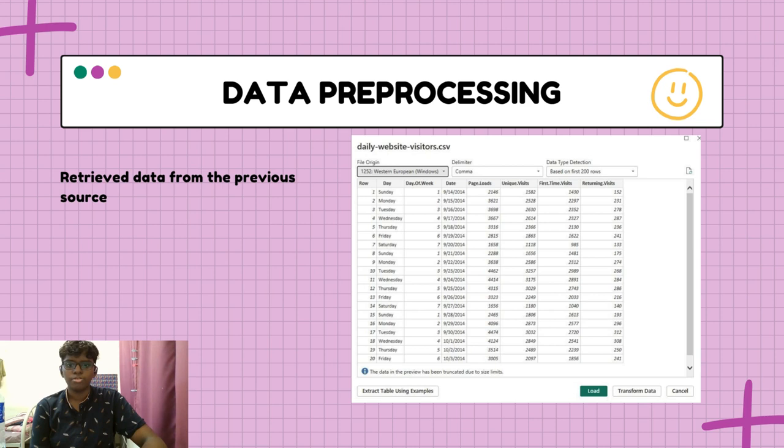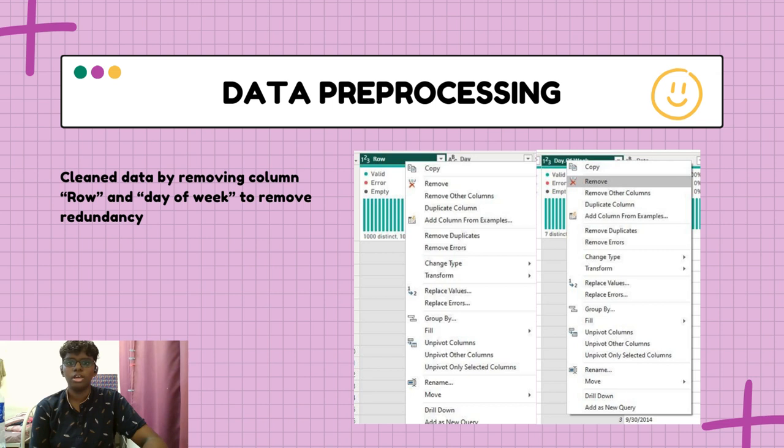These are the steps for data processing. First, retrieve data from the previous source. As we stated before, we took the data from Kaggle. The next step we did was clean the data by removing columns, rows, and day of week to remove redundancy.